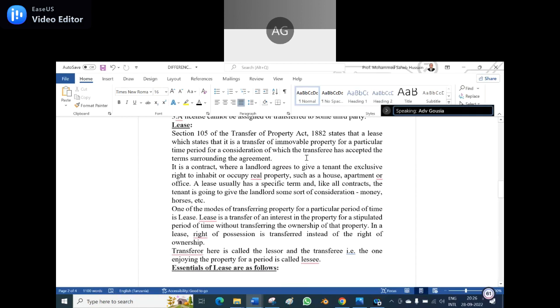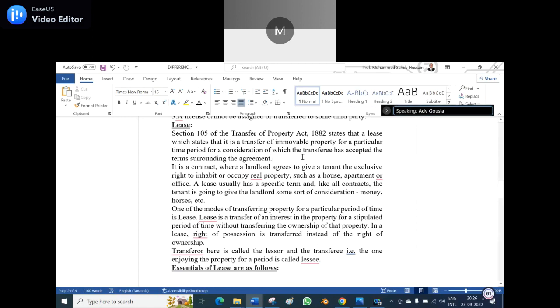Immovable property, sir. Then what do you say the movable property? Rent, sir. Not. Suppose you want to keep your wristwatch to get the money from a broker. That is pawn, sir. Pledge or pawn.